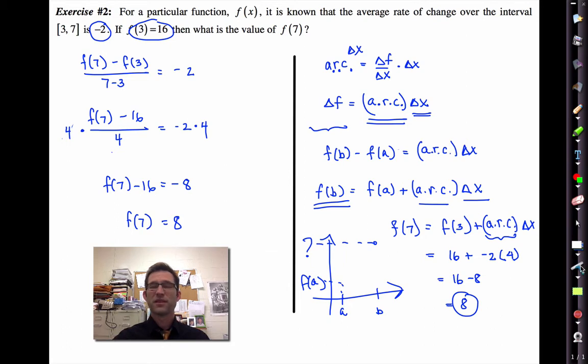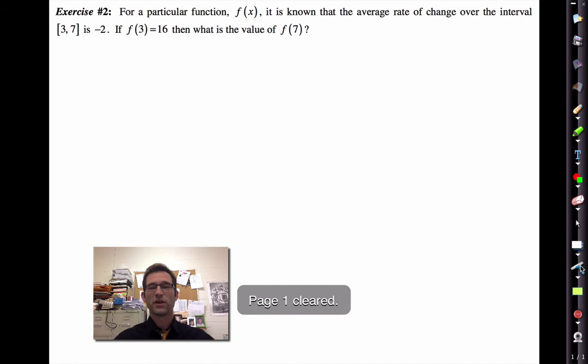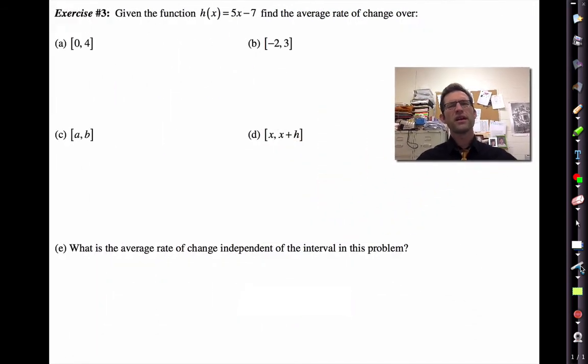All right, I'm going to clear out the text. There we go. Let's take a look at a next one that's kind of neat. It says, given the function h of x equals 5x minus 7, find the average rate of change over a variety of different intervals. Some of these intervals are very solid, regular, and some of them are more abstract, like these two.